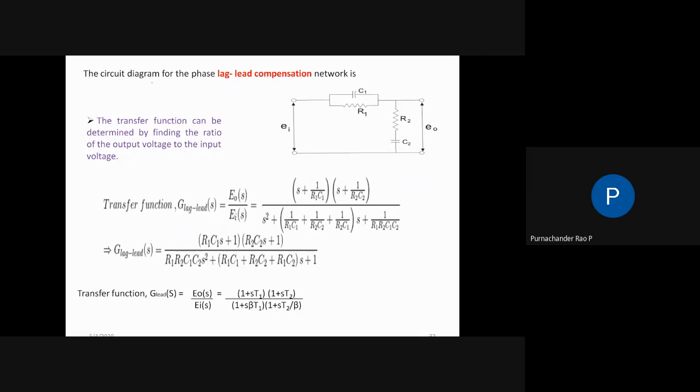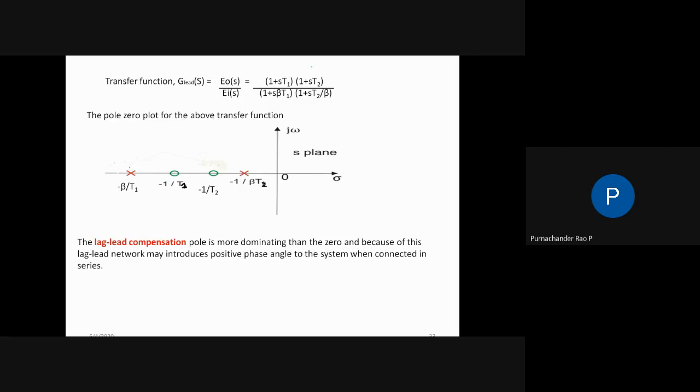Okay, so this is the circuit diagram for the lag-lead compensator, which has a parallel combination of resistor and capacitor, and a series combination of resistors and capacitors. If you find the transfer function with this, you can find it by applying mesh analysis and nodal analysis. The transfer function is obtained like this: E0(s) by E(s) is equal to (1 plus sT1) into (1 plus sT2) divided by (1 plus beta T1 s) into (1 plus sT2 by beta). This is the transfer function of the system. By using this, you can find the poles and zeros.